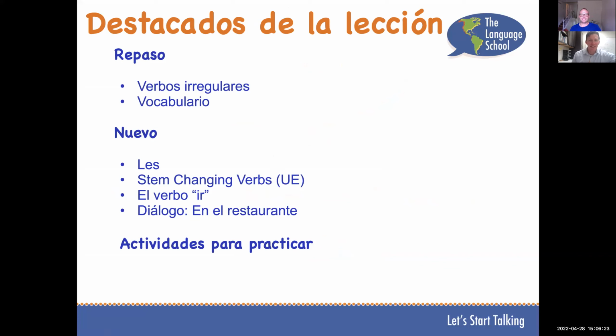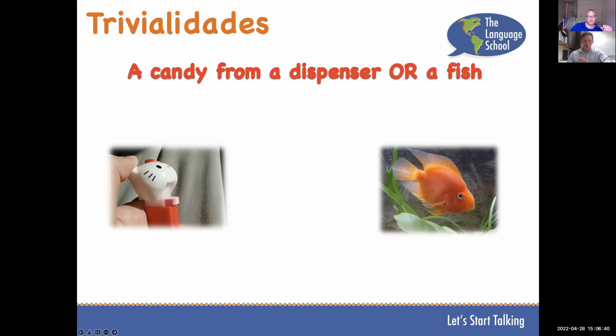Hoy vamos a repasar los verbos irregulares y el vocabulario. New stuff, we're going to talk about the les indirect object pronoun, the stem changing verbs that go to UE this time, the verb ir, and un diálogo para el restaurante.